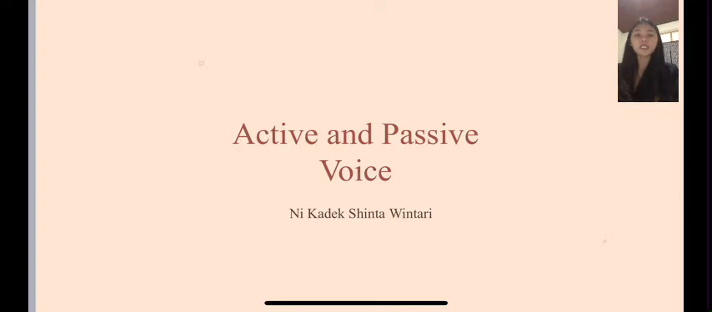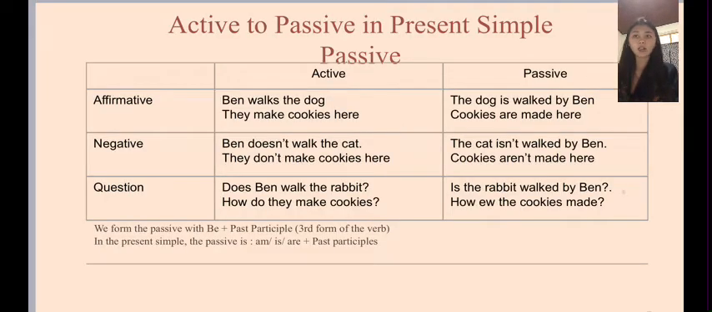Here I want to present about active and passive voice. Okay, next to the material, first is active to passive voice in present simple passive. Here we form passive with be plus participle, the third form of the verb. In the present simple, the passive is am, is, and are plus participle.